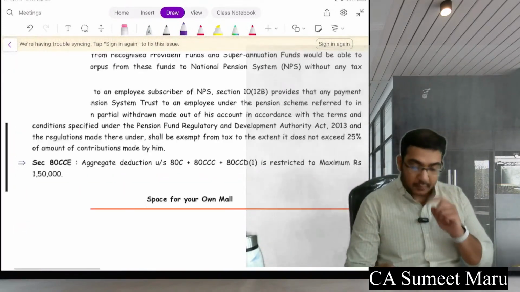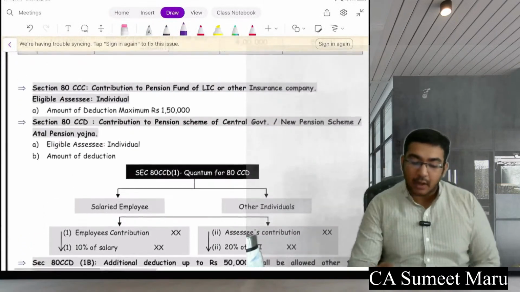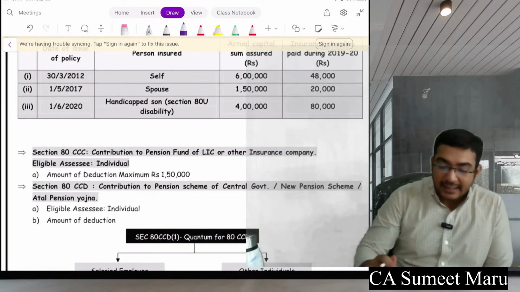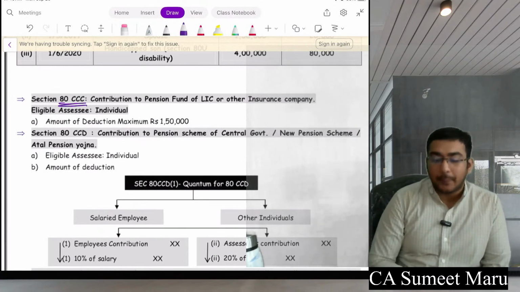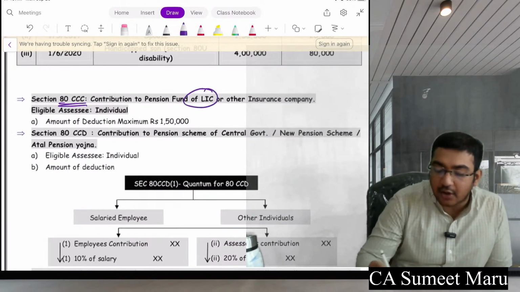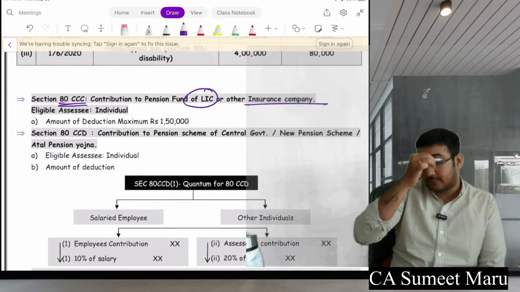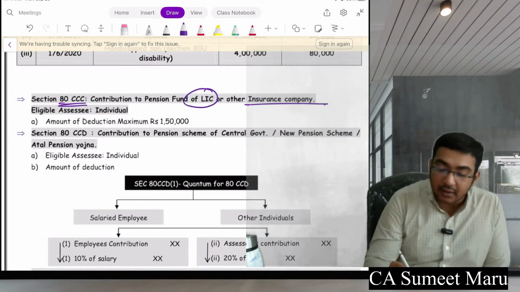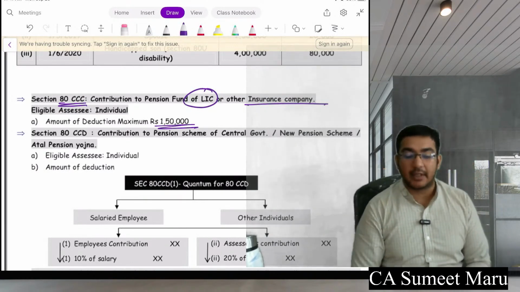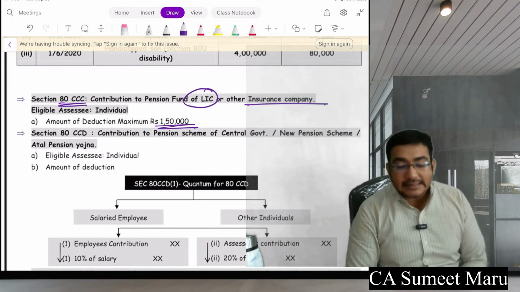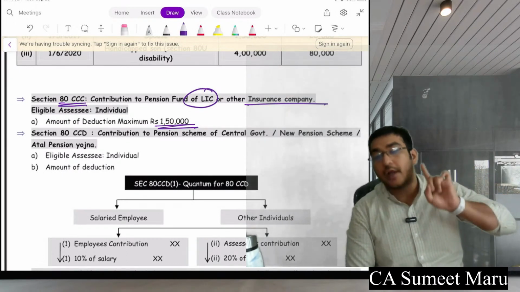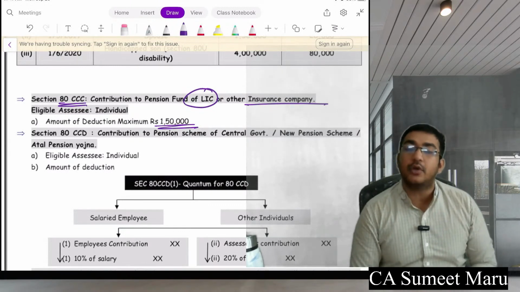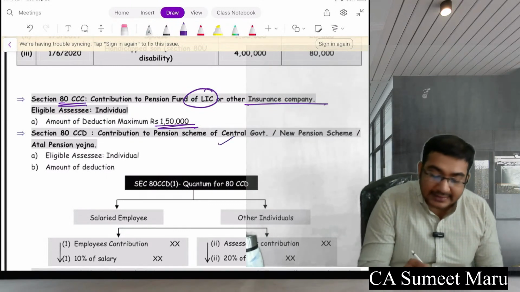Further, in this mall there is one more shop with the name 80CCC. Contribution to pension fund of LIC or other insurance company. And here another 1,50,000 deduction is available. Now please remember, 80CCC is contribution to pension fund of LIC or an insurance company. If you contribute to the pension of the central government, it is 80CCD.